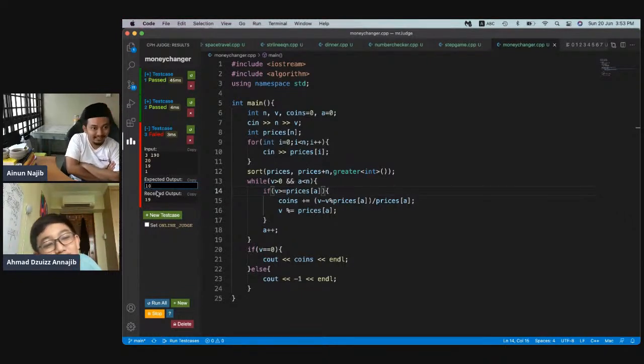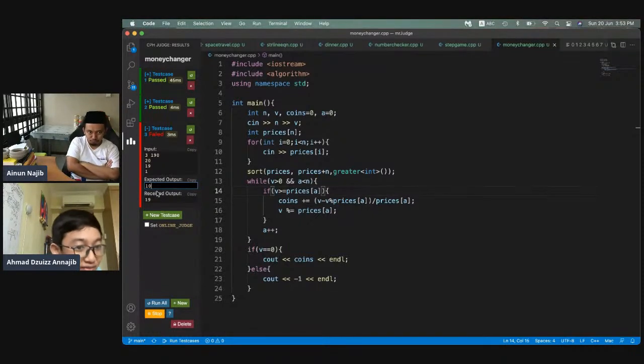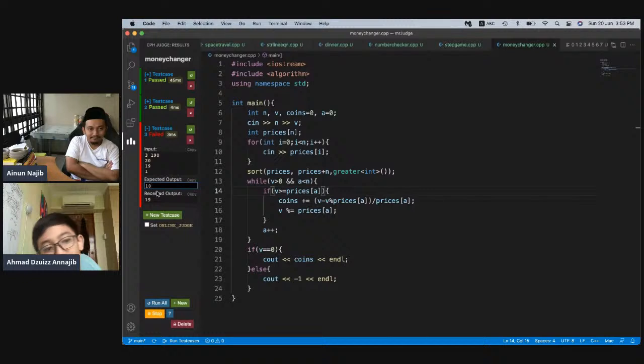You know why you get 19? Because it's 20 and then 1, 1, 1, 1, 1, 1, 1, 1, 1, 1. Exactly. Yeah, but how though? Why? And this is a proper dynamic programming problem.